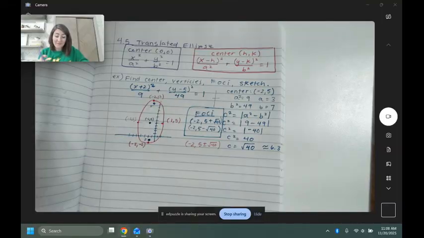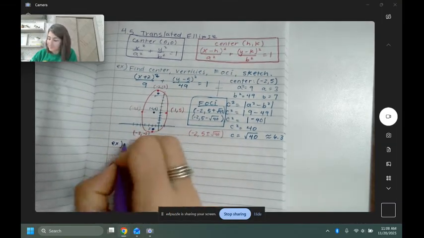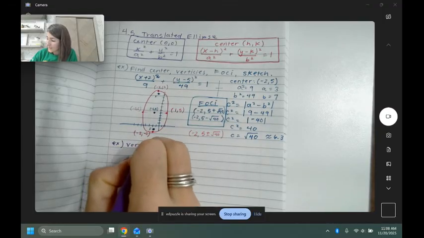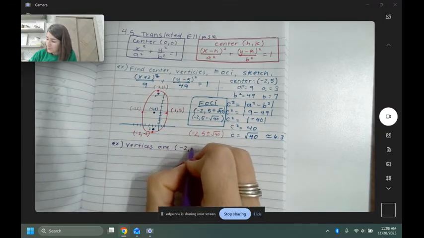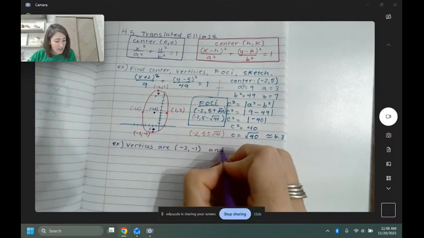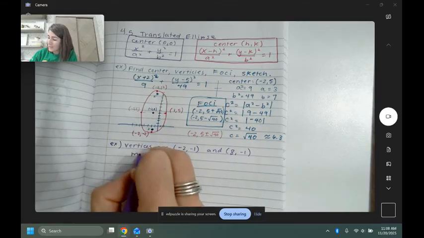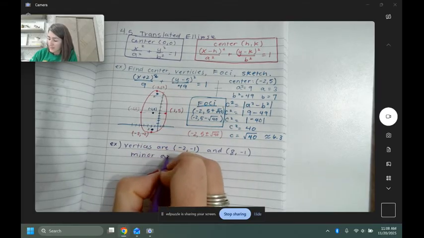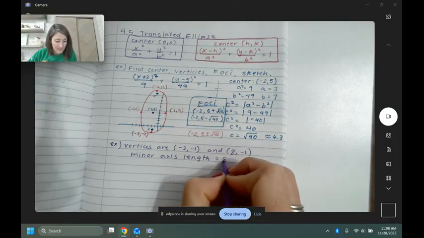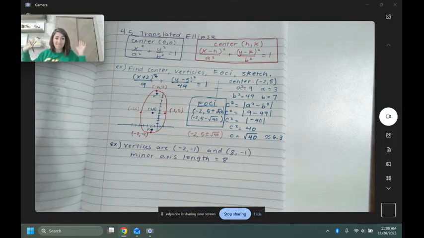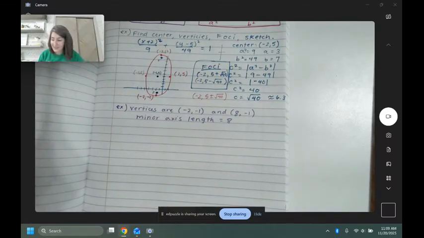All right, let's do another one. This one, I'm going to just give you some information and I want you to write the equation. If the vertices are (-2, -1) and (8, -1), the minor axis length is 8. Find the equation. Okay, so let's go ahead and graph this.